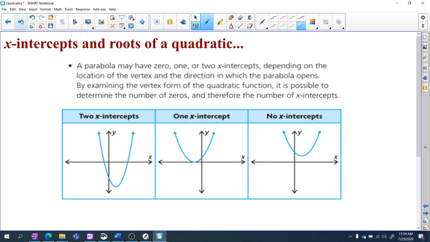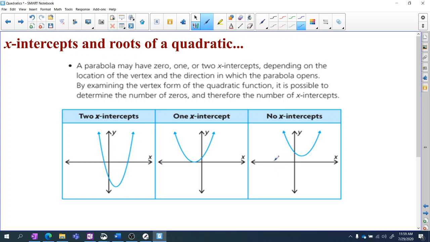And finally, we already talked about this a little bit. This shows you, I mentioned it earlier, this would be where you get 2 x-intercepts. That would be a quadratic that has 2 solutions. This would be when a quadratic only has 1 solution, and this would be a quadratic that has no solutions.